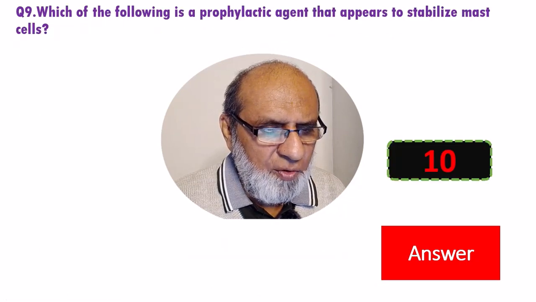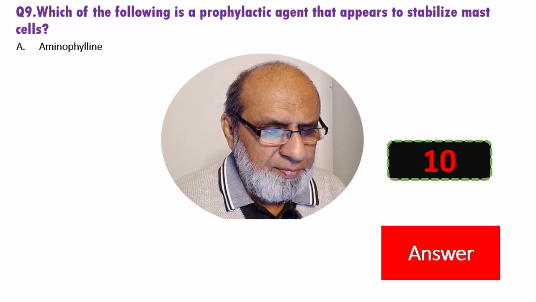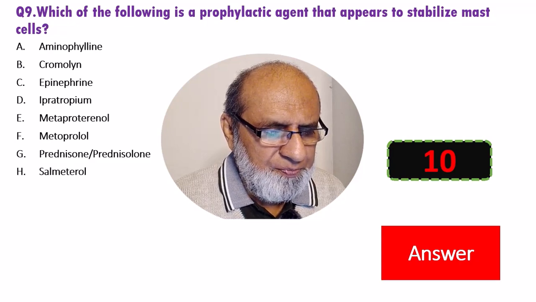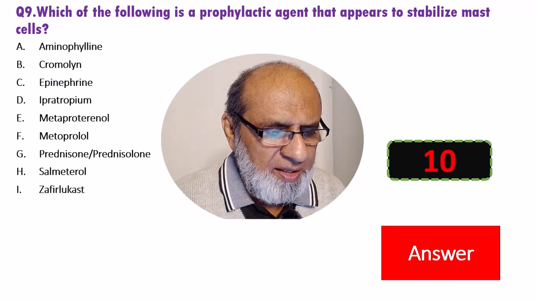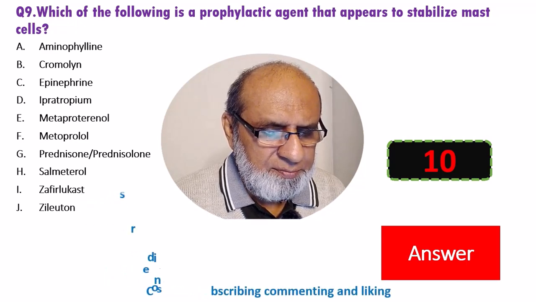Question 9. Which of the following is a prophylactic agent that appears to stabilize mast cells? A. Aminophylline, B. Cromolyn, C. Epinephrine, D. Ipratropium, E. Metoprolol, F. Metoprolol, G. Prednisone or prednisolone, H. Salmeterol, I. Zafirlukast, J. Zileuton.